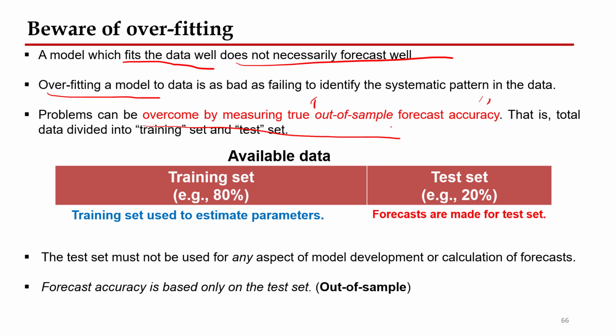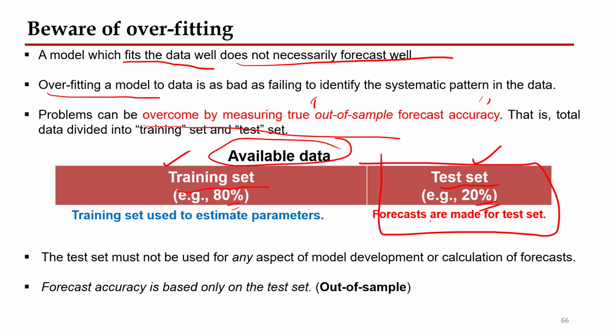How can we calculate the out-of-sample forecast accuracies? We divide our available data into two sets: one is called the training data set, and the other is called the test data set. Mostly people recommend using 80% of your data as training data to train the model parameters, and the remaining 20% as test data to test how good the forecast results the model has produced. Based on that test data, we calculate the forecast accuracies.